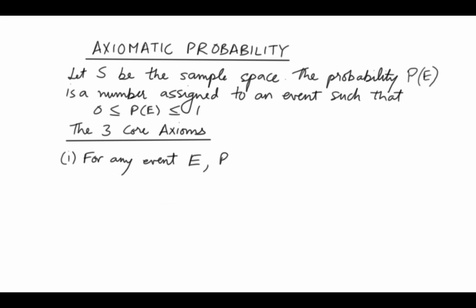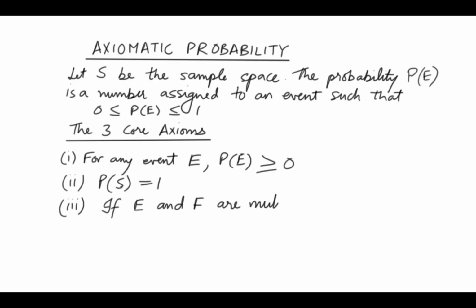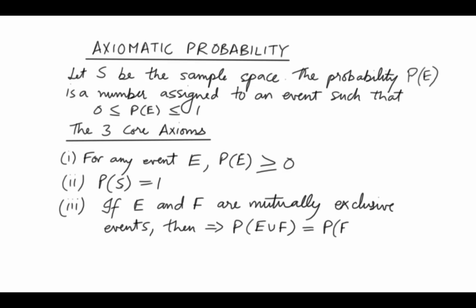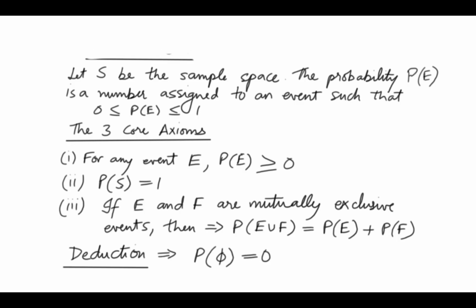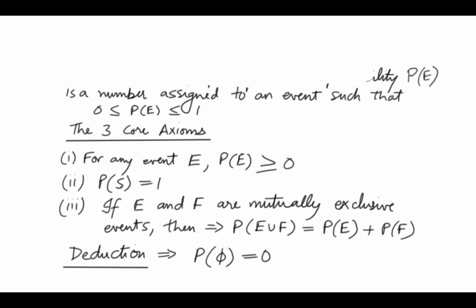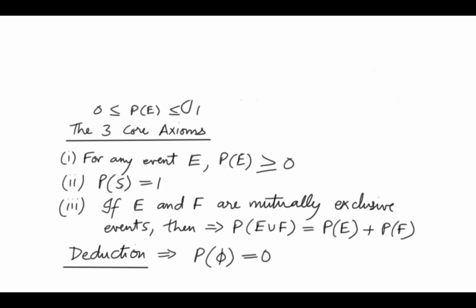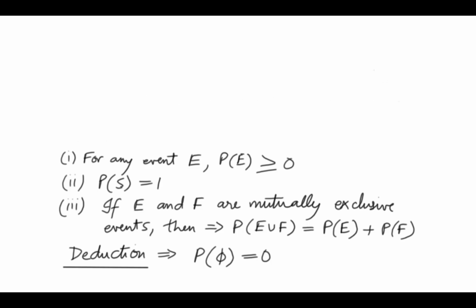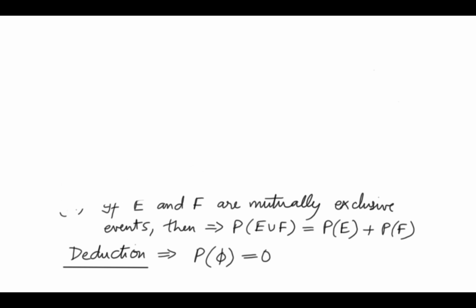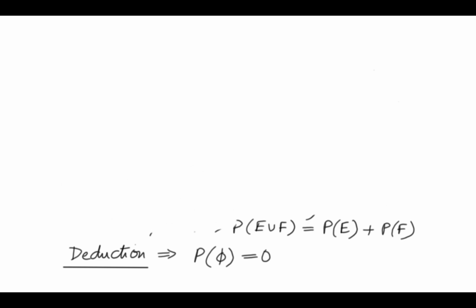Axiom 2 states that the probability of the entire sure sample space is exactly 1. Axiom 3 states that if two events are mutually exclusive, the probability of either one happening is simply the sum of their individual probabilities. From these core rules, we can logically deduce that an impossible event has a probability of exactly 0. P(phi) is 0.